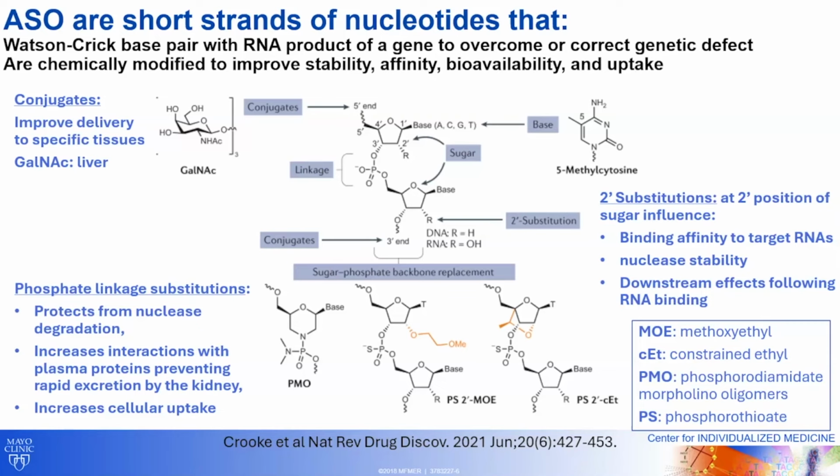And then lastly, the linkages between the bases can be modified. So we normally have the phosphodiester linkages, and we often change these to a phosphorothioate that changes the charge a little bit. It also prevents immune system interaction, decreases, again, the nuclease degradation, and helps with cellular uptake.